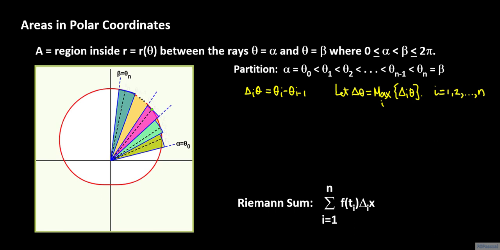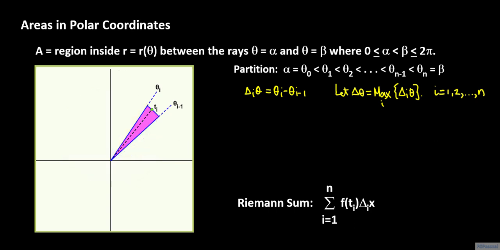We now take a random circular sector. Suppose this sector is between theta equals theta sub I minus 1 and theta equals theta sub I. The central angle for this sector should be theta sub I minus theta sub I minus 1, which is equal to delta sub I theta. If t sub I is the random theta value between theta sub I minus 1 and theta sub I, the radius of the circular sector is r of t sub I. So we find the area of this sector using ratio and proportion. We start by constructing the circle whose radius is r of t sub I and whose center is the origin.